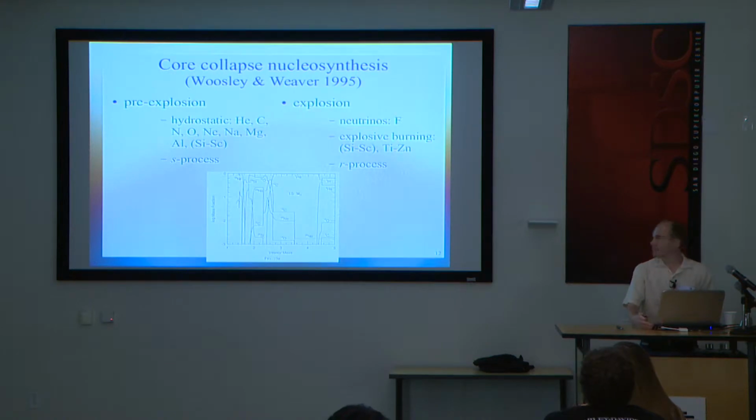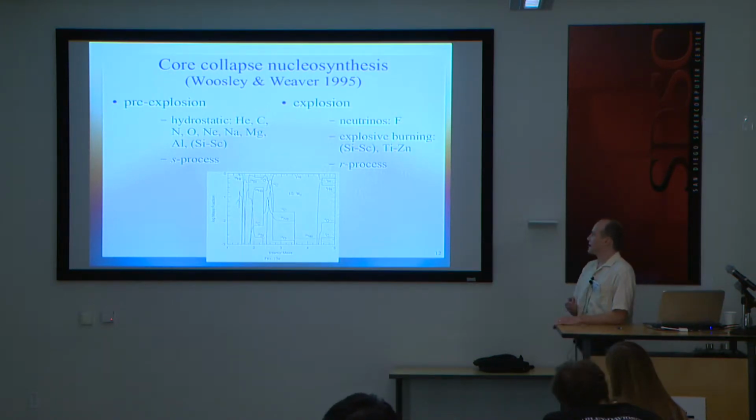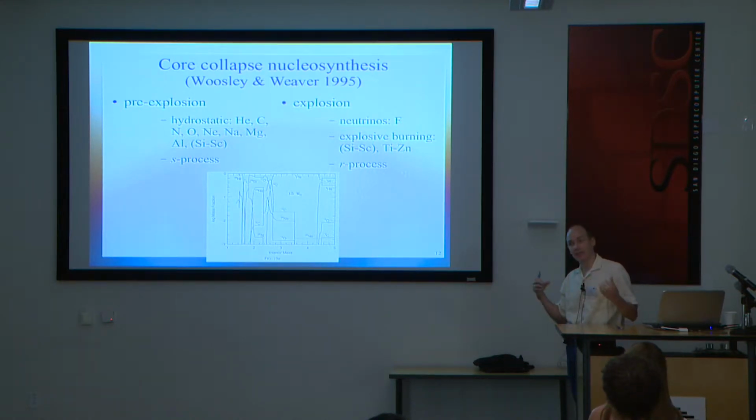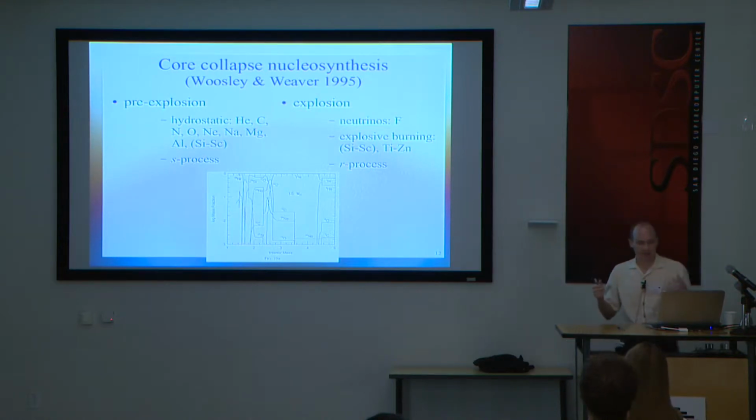So to figure out what these stars are making, you go to people who are smarter than me, like Woosley and Weaver in 1995. And what they do is they make models of these stars. They trace the star through its hydrostatic evolution, and they actually blow it up. And when they blow it up, they figure out what's made explosively, and they figure out how that explosion propagates through the star. And they even calculate how much of that stuff falls back onto a remnant.